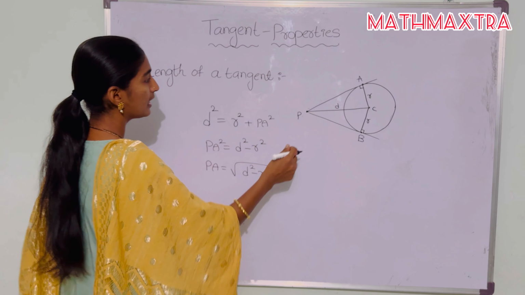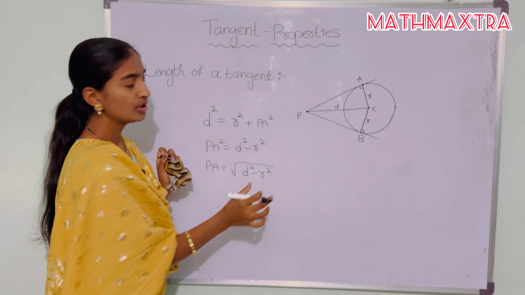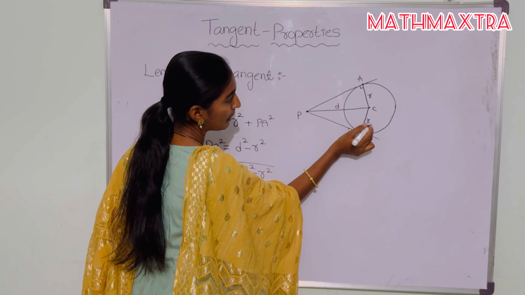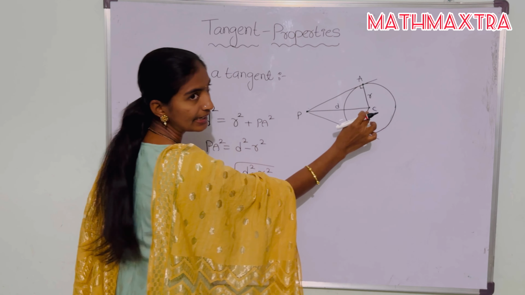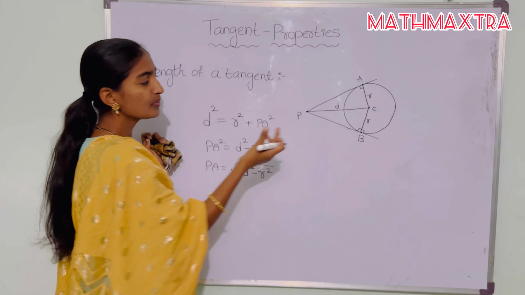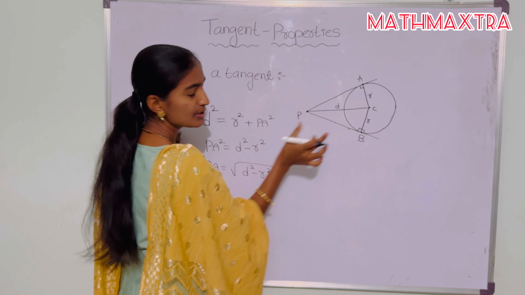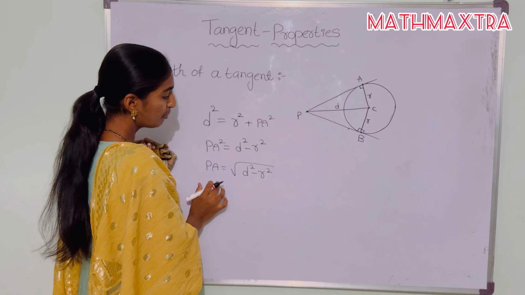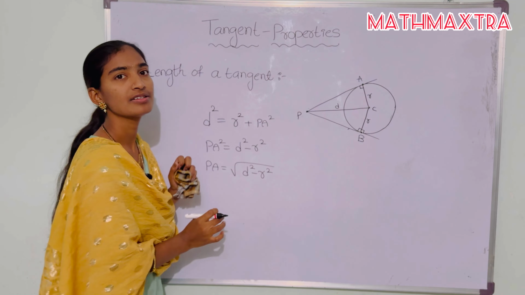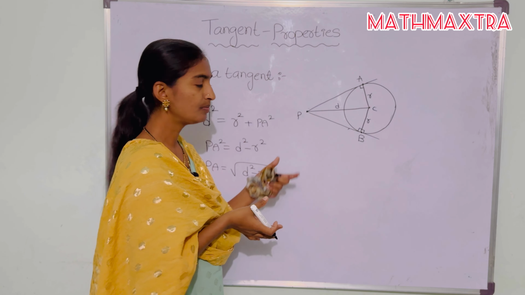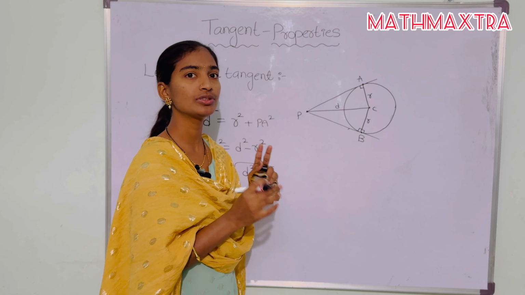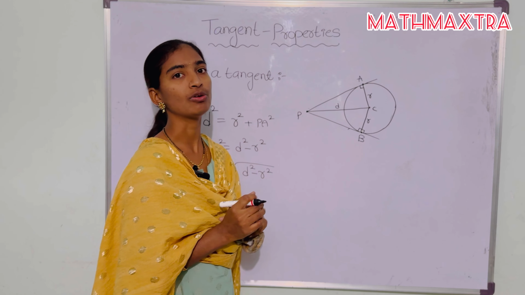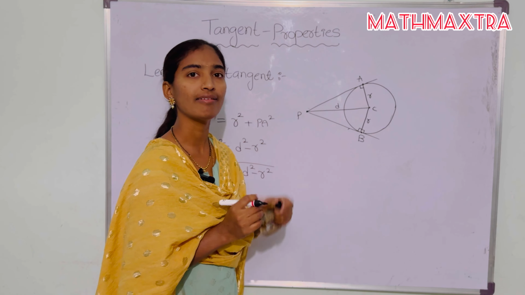And similarly, if you find PB also, you try to see, this is a hypotenuse. As these two, PB and the radius, are perpendicular sides, and this is the hypotenuse, similarly, d square is equal to r square plus PB square. In place of PA square, you write PB square. So you will get PB is also equal to the square root of d square minus r square. From this, what can we conclude? If you draw tangents through an external point, the lengths of the two tangents are always equal.